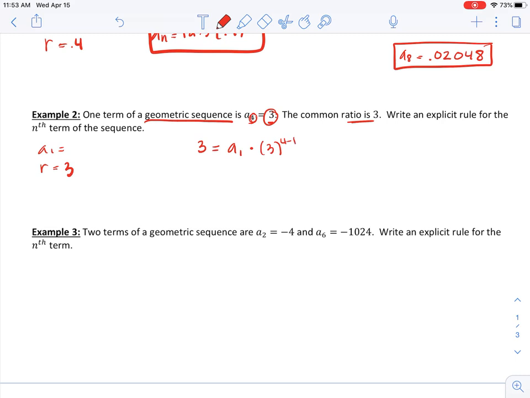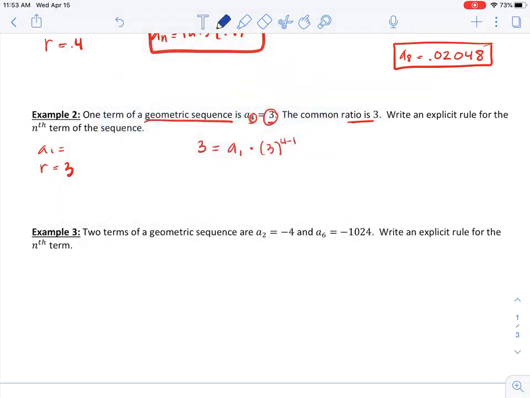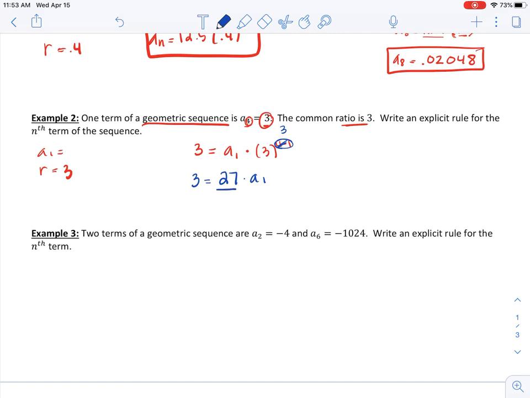All right, so how is this helpful? Well, because I can find my first term now. Make sure you're doing order of operations. So first work with your exponent here. 4 minus 1 is 3. Now I have 3 to the third power, which is 27. So I have 3 equals a sub 1 times 27, or 27 times a sub 1. You can write it either way. It doesn't matter. To get a sub 1 by itself, I'm going to divide by 27.